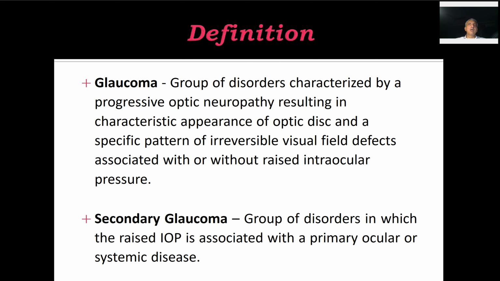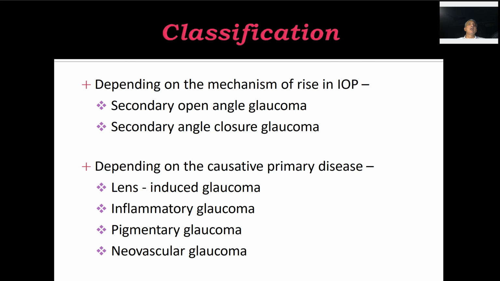Secondary glaucoma, on the other hand, is a group of disorders in which the raised IOP is associated with a primary ocular or systemic cause. So it's not a primary glaucoma, it's a secondary glaucoma. We'll go through the two different types of classifications for this.